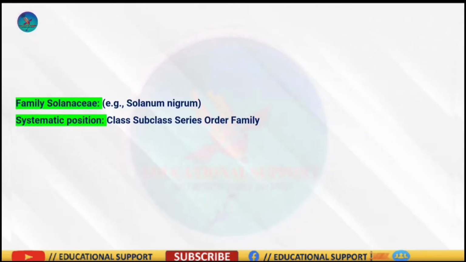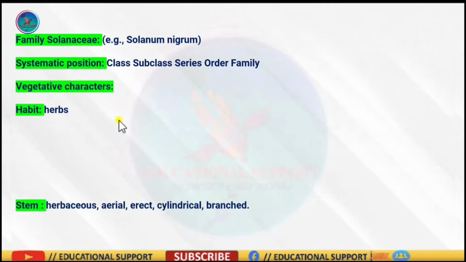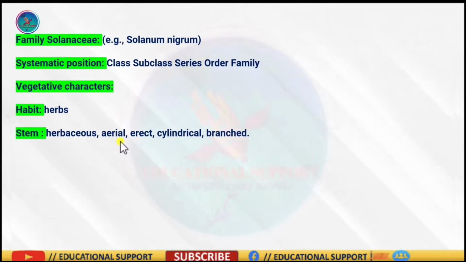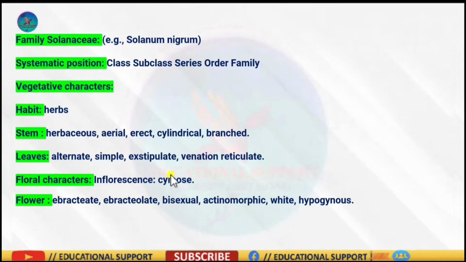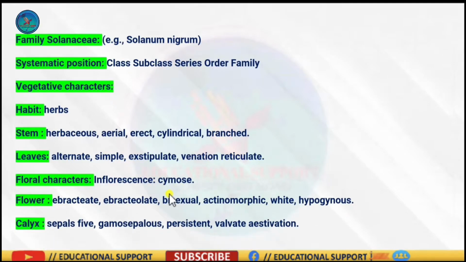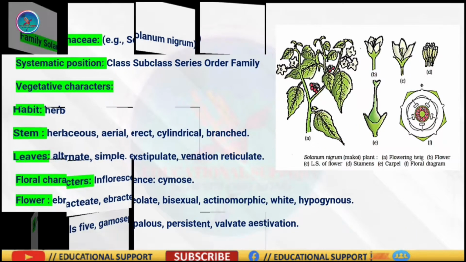So the second flower is Solanum nigrum. The vegetative features: habit is an erect, herbaceous plant, with erect stem with numerous branches, leaves simple, with reticulate venation. And the floral characters: inflorescence is racemose type, and the flower is actinomorphic, bisexual. The calyx is composed of 5 sepals that are united and persistent. Aestivation is valvate.